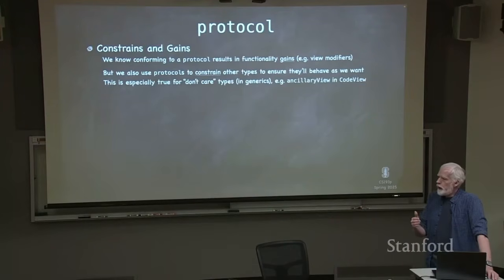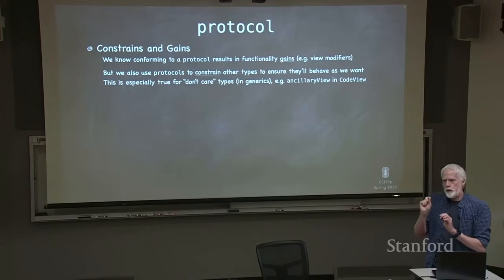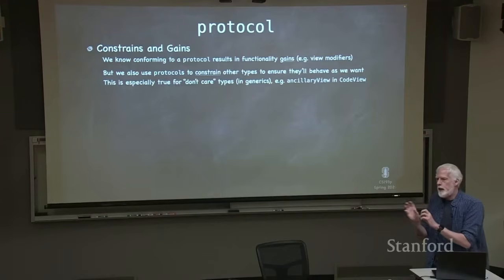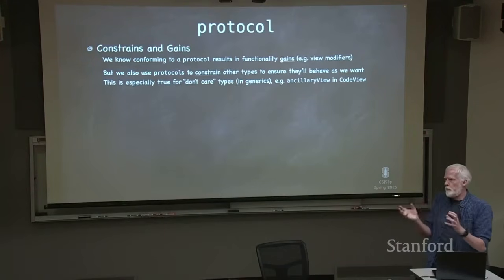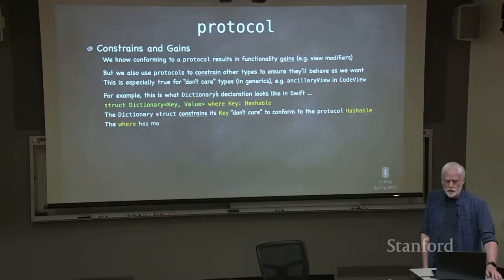But we also have seen that we use protocols to constrain other types, especially generic types, to be sure they do what we want. For example, our ancillary view, right? When we had our ancillary view and code view, we passed that as a view and we constrained it by saying where this ancillary view behaves like a view. So we constrained it. It was a don't care, but then it became a care a little bit. So I call this dichotomy here of gaining a lot of functionality, but constraining, constraints and gains. And that's one of the main things that protocols are used for.